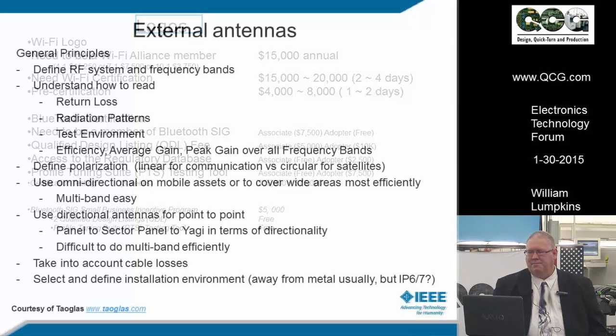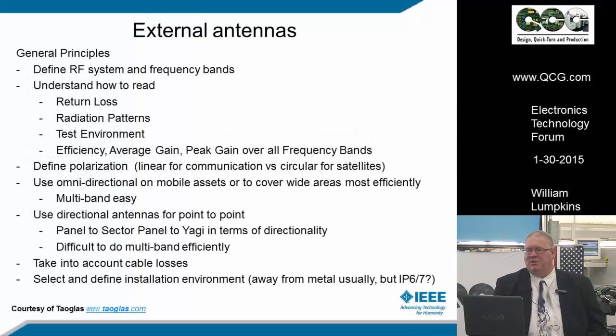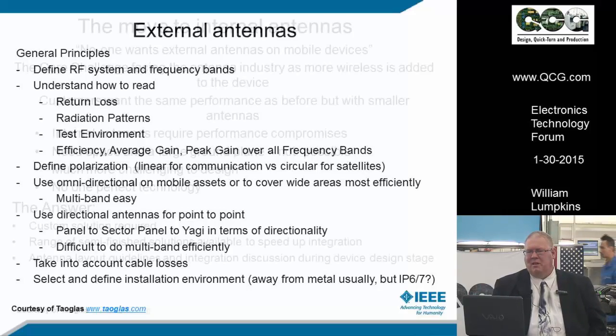So, one topic we want to talk about: external antennas. People mess up on antennas all the time. And it's just amazing. People don't want external antennas, they want internal antennas, or they want external antennas, and there's a lot to consider. Return loss, radiation patterns, test environment. There's a lot of things to consider. So you can look at this a little bit later.